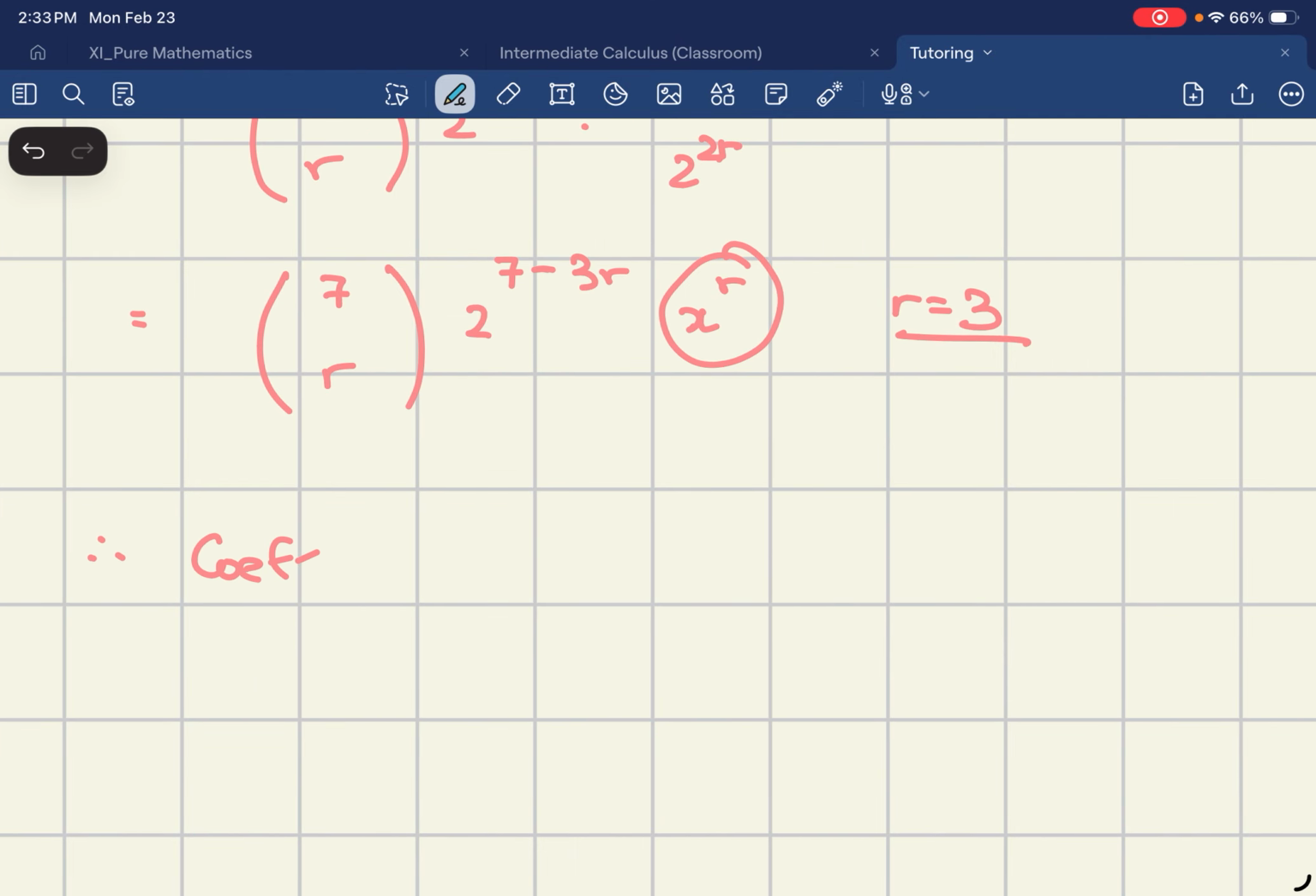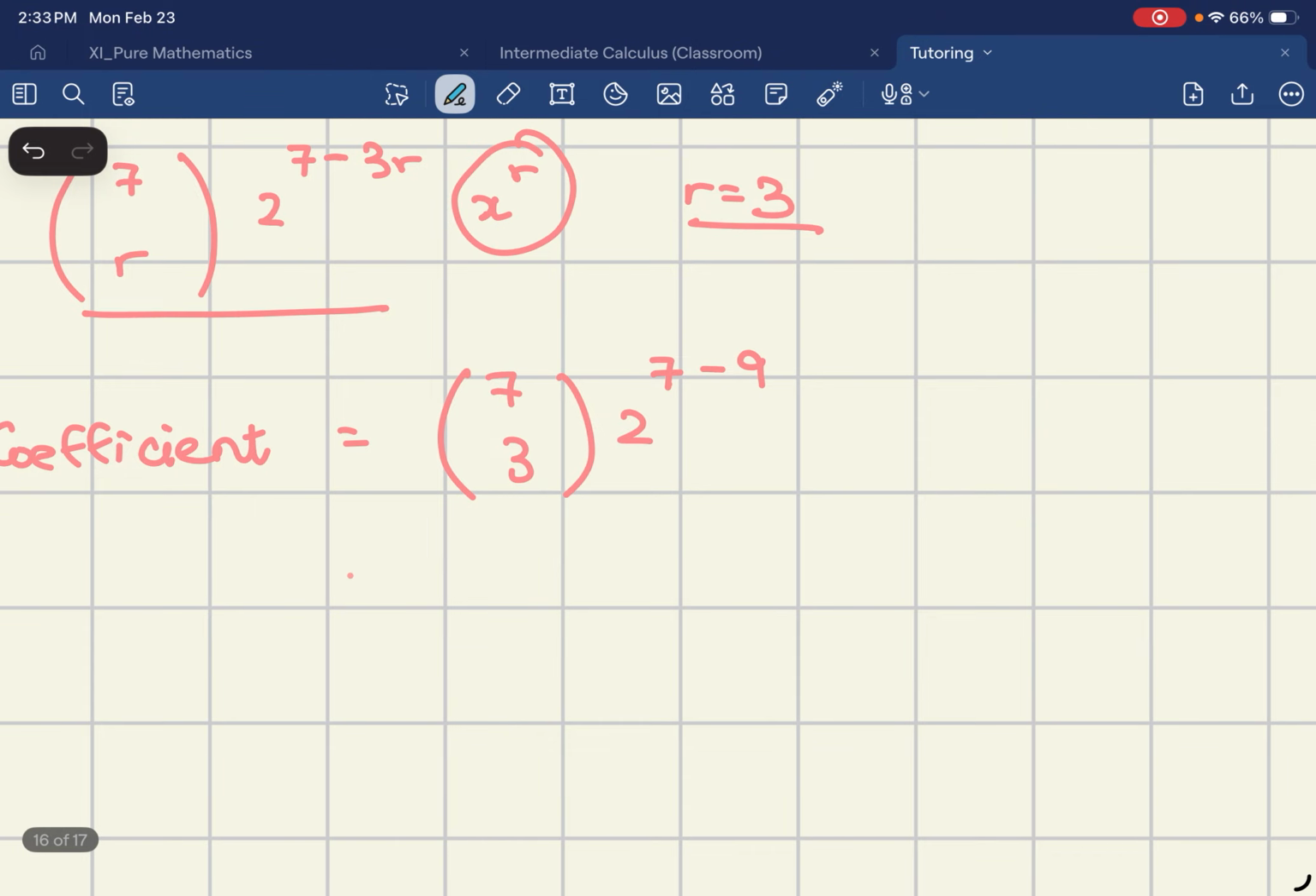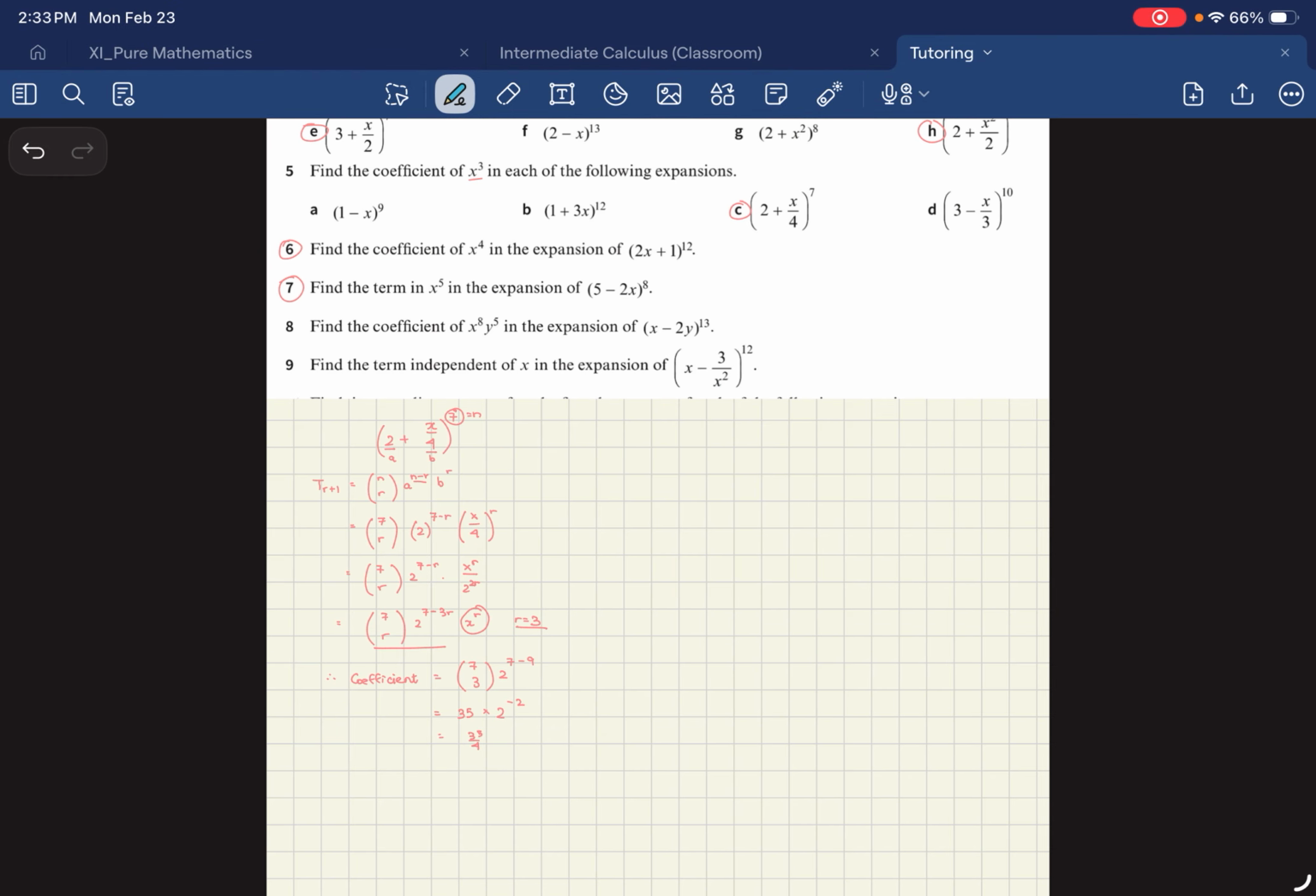So that's the value of r I'm going to choose. Therefore, the coefficient is going to be everything here. So that is 7 choose 3, 2 to the power 7 minus 3 times 3, that is 9. Right? So on your calculator, you can press 7, and then if you press shift 1, that gives you the C arrow. And if you press 3 afterwards, that's going to give you the value of 7 choose 3. So that is 35 times 2 to the power minus 2. That is 35 by 4. 35 by 4 is the coefficient.